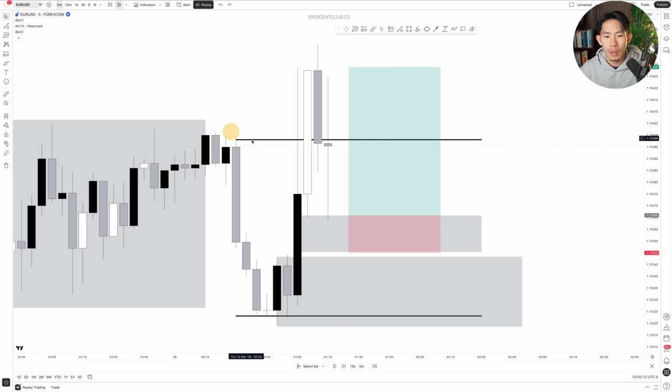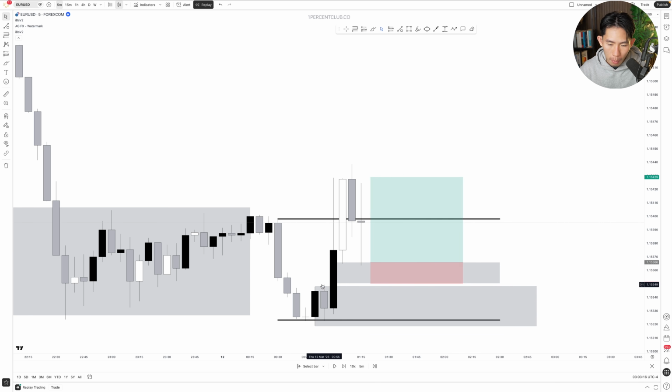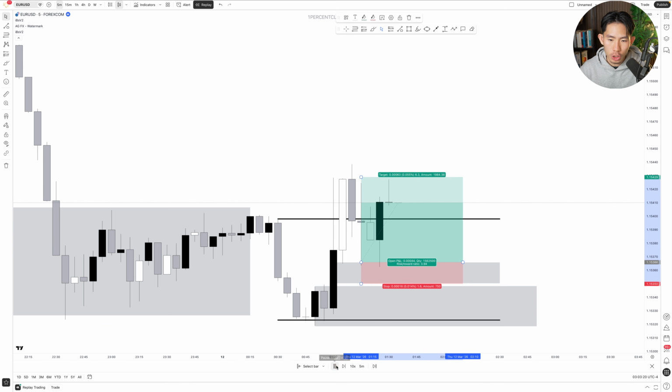You've got to find out which one works best for you based on data. Yeah, so in this case, let's say we enter at the imbalance right here. So we wait for price to actually mitigate the imbalance. Once that actually happens, you enter upon an imbalance just like this.